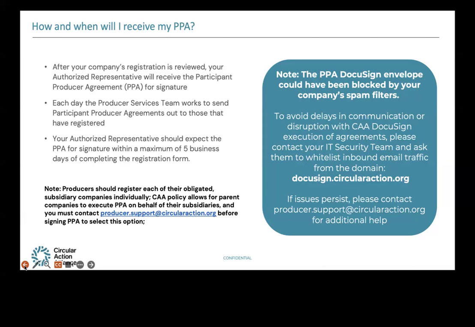And finally, the system defaults to sending one PPA per registration. So if you'd like to sign one PPA on behalf of multiple subsidiaries, please contact the producer.support email before you sign your PPA.